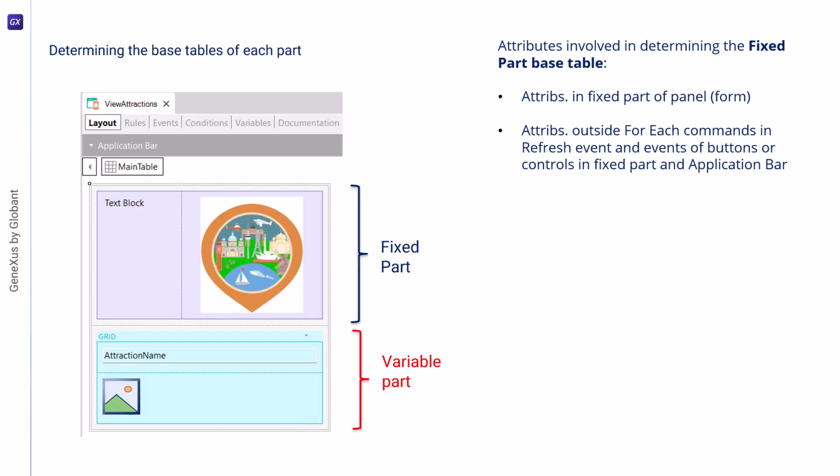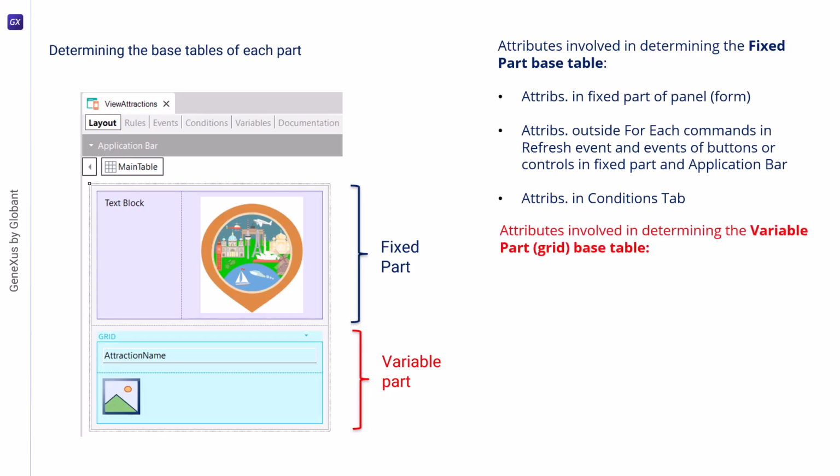These events are the refresh event, and the events associated with buttons or controls of the fixed part, including those of the application bar. In addition, to determine the base table of the fixed part, the attributes of the tab conditions of the panel object must also be considered.